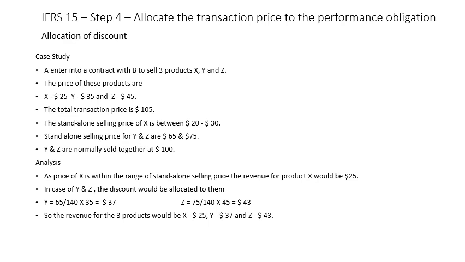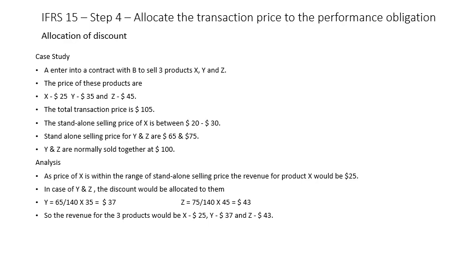A enters into a contract with B to sell three products, X, Y, and Z. The prices of these three products are X $25, Y $35, and Z $45. The total transaction price would be 25 plus 35 plus 45, which is $105. The standalone selling price of X is between the range of $20 to $30. The standalone selling prices for Y and Z are $65 and $75. Y and Z are normally sold together at $100.